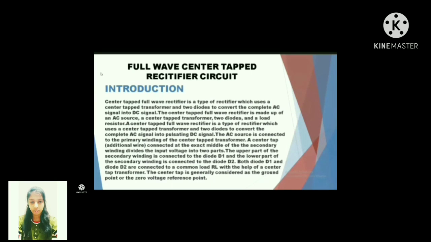The AC source is connected to the primary winding of the center tap transformer. A center tap is connected at the exact middle of the secondary winding, which divides the input voltage into two parts. The upper part of the secondary winding is connected to the diode D1, and the lower part of the secondary winding is connected to the diode D2. Both diodes D1 and D2 are connected to a common load RL with the help of the center tap transformer. The center tap is generally considered as the ground point, the zero voltage reference point.